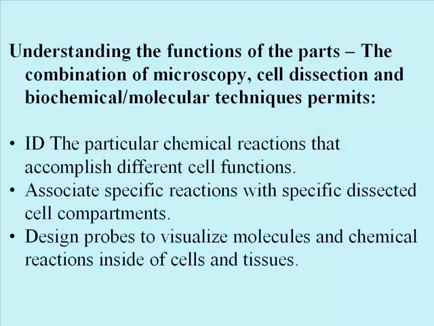Once we've separated the parts of a cell, we can ask, what do each of the parts do biochemically? The biochemical and molecular techniques we've developed over the last 75 to 100 years allow us to identify the particular chemical reactions that accomplish different cell functions. They allow us to associate specific reactions with specific dissected cell compartments. And they allow us to design probes to visualize molecules and chemical reactions inside the cells and tissues using some of the microscopic techniques I've just described.